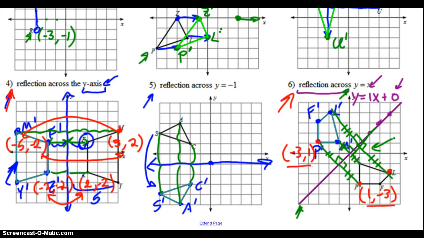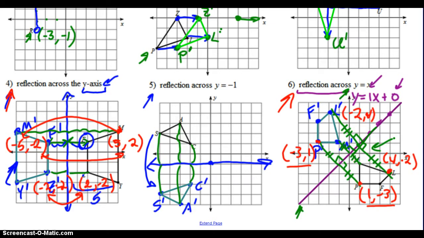L has a similar thing going on. If we look at L, the coordinate of L seems to be 4, comma -2, and the coordinate of L prime looks like it's -2, comma 4. So in this case, it looks like we're switching the x and the y coordinates.